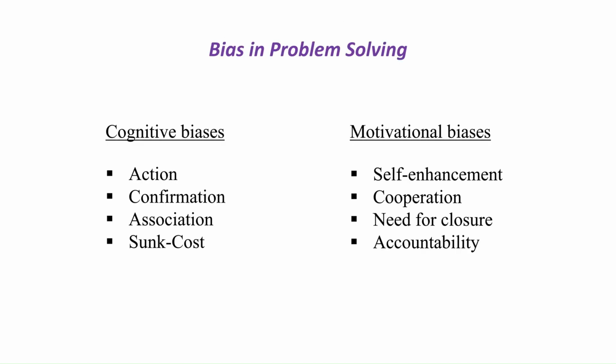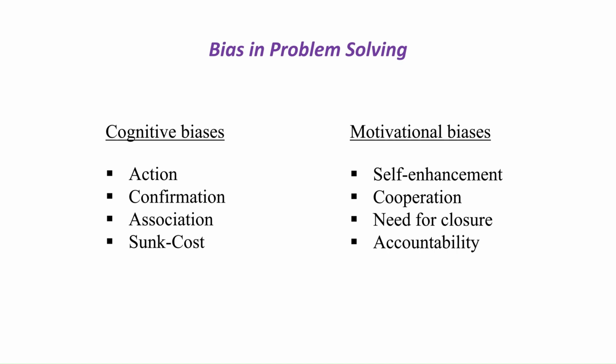Next is biases in problem solving. Biases play a significant role in problem solving, affecting how individuals perceive, analyze, and address problems. Here are several cognitive and motivational biases that impact problem solving. Cognitive biases include action bias.